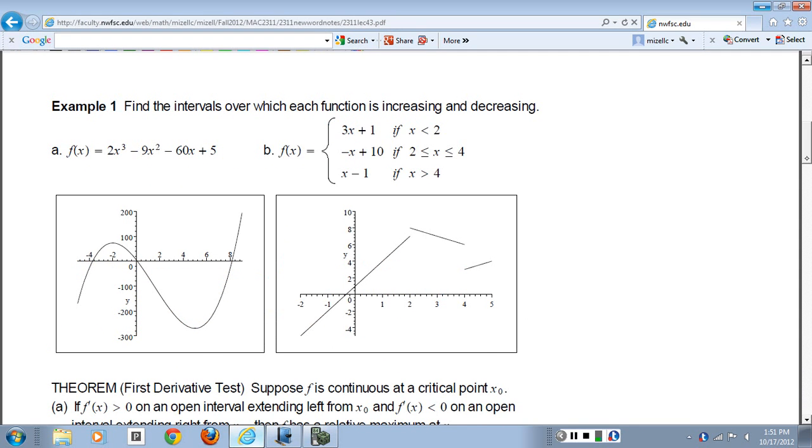Example 1. Find the intervals over which each function is increasing and over which each function is decreasing. Evidently, I'm not expecting the function to be constant on any interval, either one of these. Example 1a.